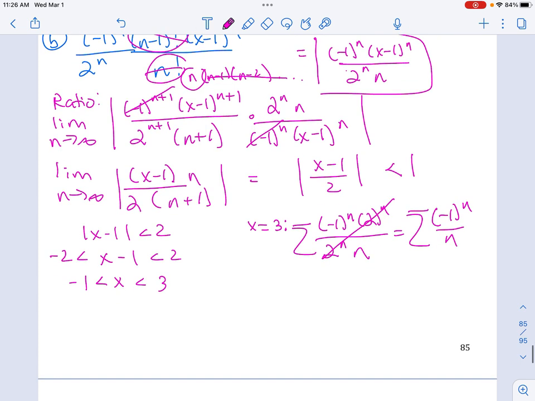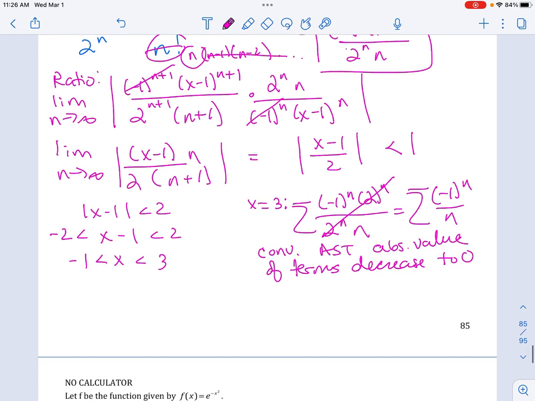And I know this converges because it's an alternating series whose absolute value of the terms decrease to 0. Okay, and that's my reason for that.